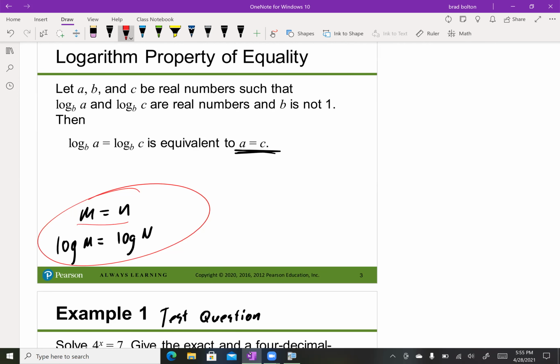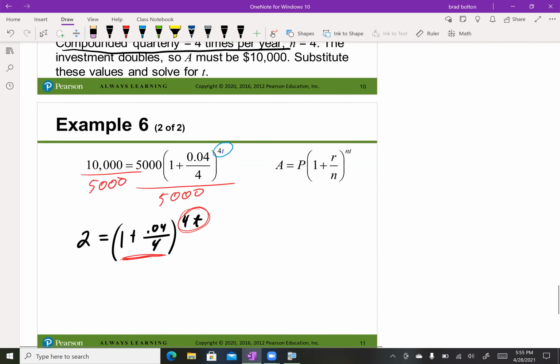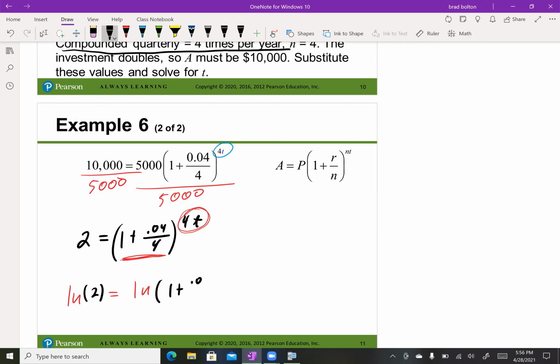Okay, so notice there's no logarithm here, and now I brought logarithms into the problem. Now, the only way I can bring this 4t to the front is if I was working with logarithms, but I currently don't see any logarithms. Remember, the property says we can just do this. Log, I'll do natural log. I like using natural log better. I'm going to say the natural log of 2 equals the natural log of 1 plus 0.04 over 4, to the 4t.